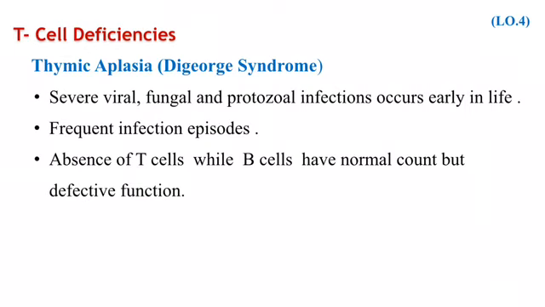As we know, there is interaction between T and B cells. T cells activate B cells in order to activate, proliferate, differentiate and produce antibodies. If we don't have this activation from the T cell to the B cell, surely the B cell will have defective function in that case.